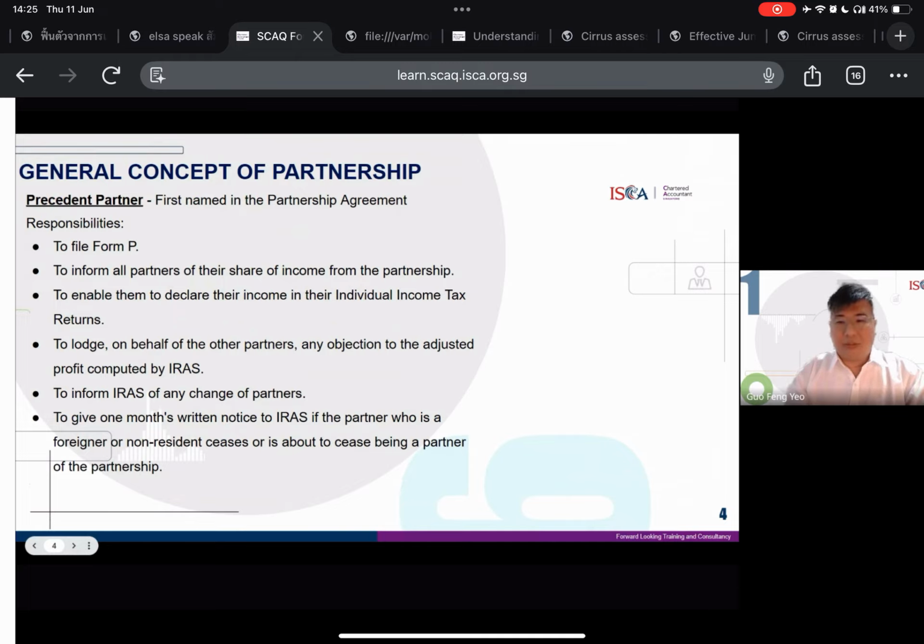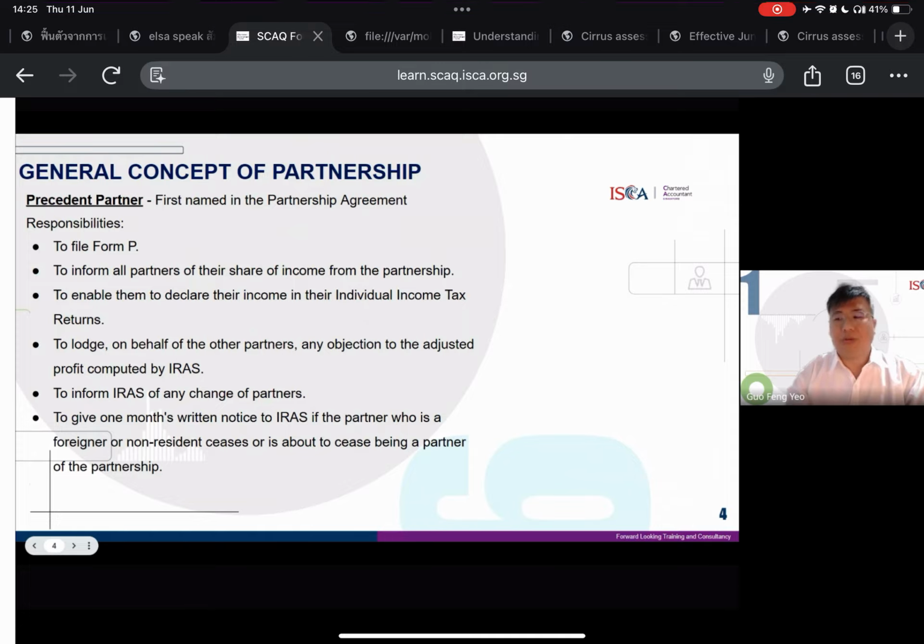This precedent partner does not actually mean they will get more return, as the profit sharing ratio of a partnership will be agreed during the negotiations and formation of a partnership. However, you do have to recognize that this precedent partner, recognized as the first named partner in the partnership agreement, will undertake certain statutory obligations under the law.